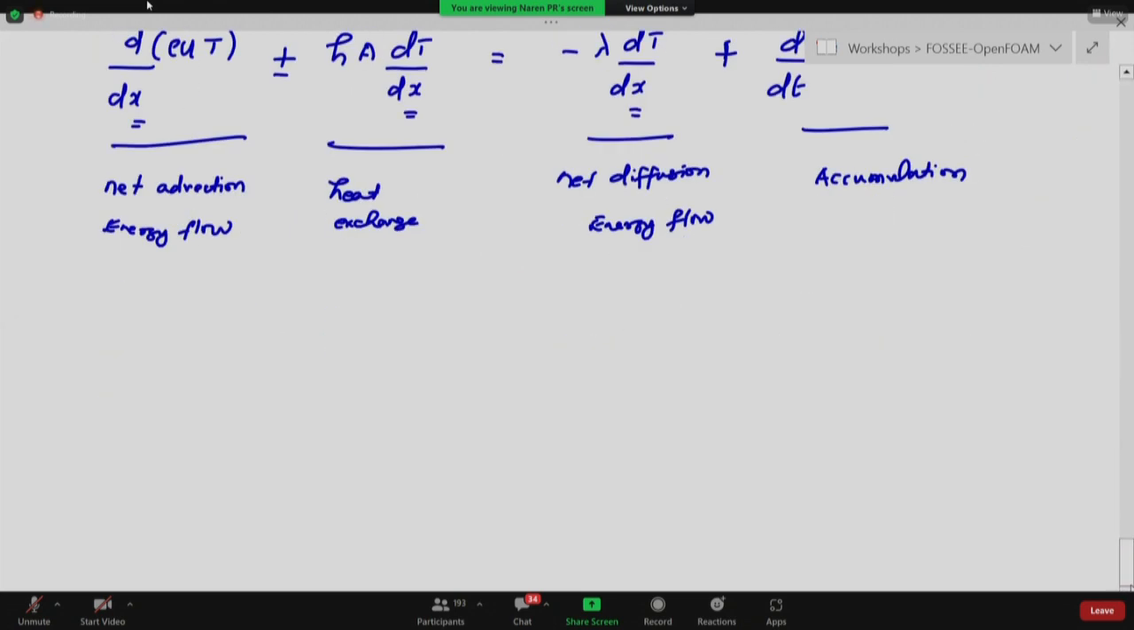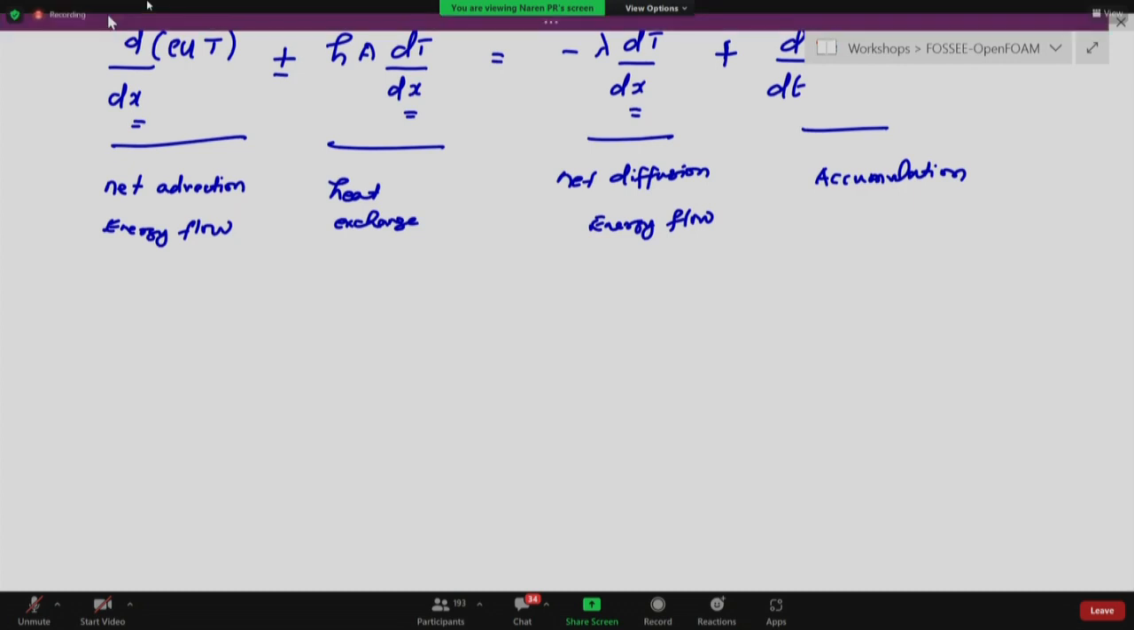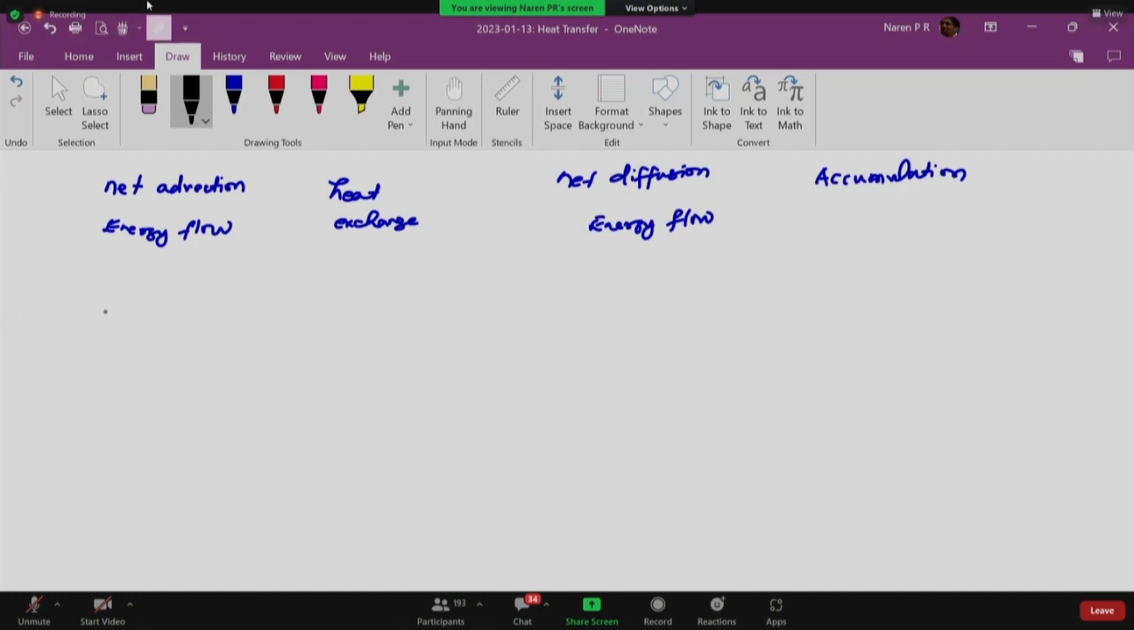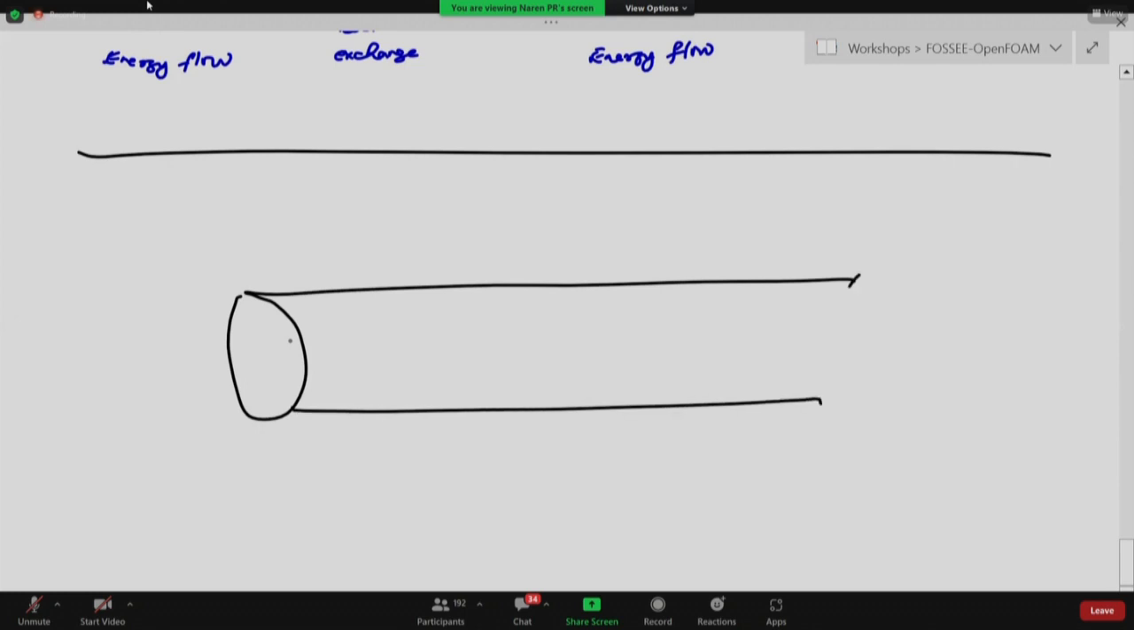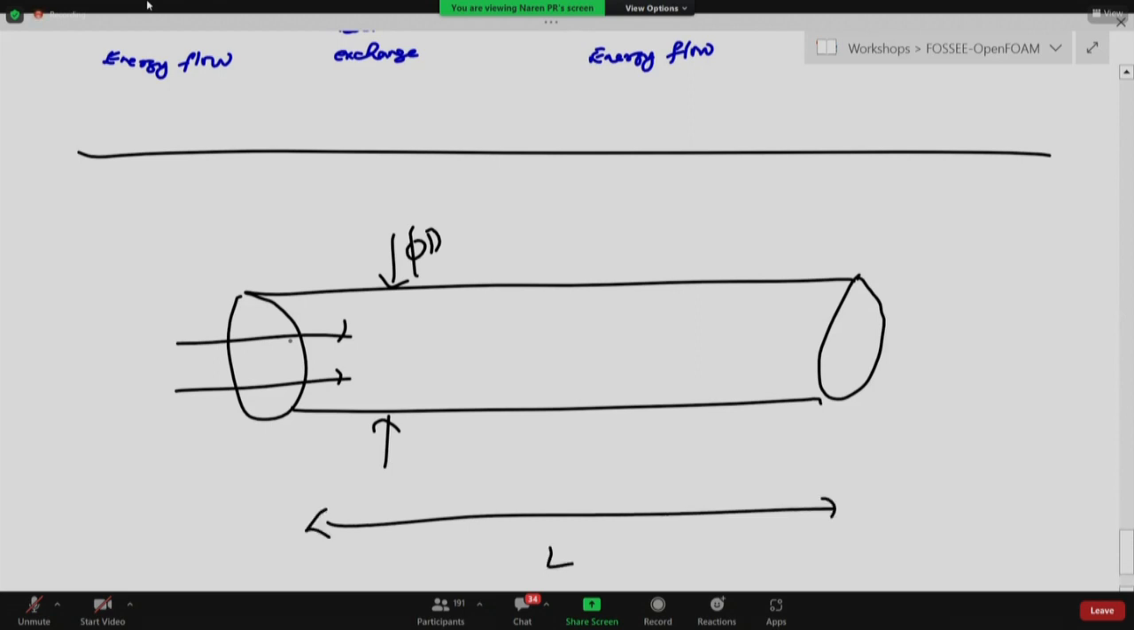Now I will take another 5 minutes just to give a prelude. Say, if you want to solve for a flow through a pipe in heat transfer, what you should do so that you can practice. Let us assume a very simple case of a fluid flowing through a circular cross section pipe. So you know the diameter, and let us assume that you know the length.